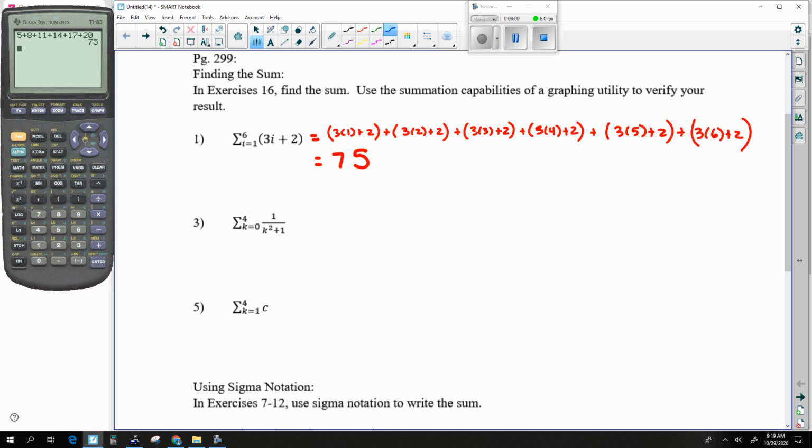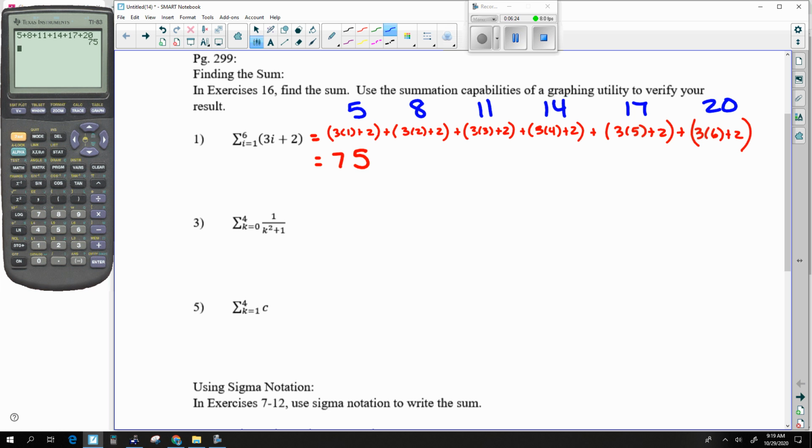So again, this would be 5, 8, 11, 14, 17, 20. So 5 plus 8 plus 11 plus 14 plus 17 plus 20. Okay, yeah, so that should be correct.